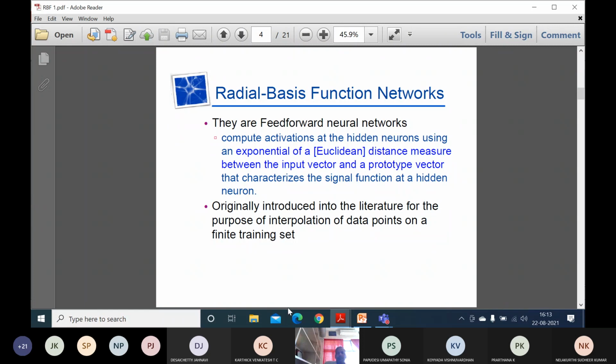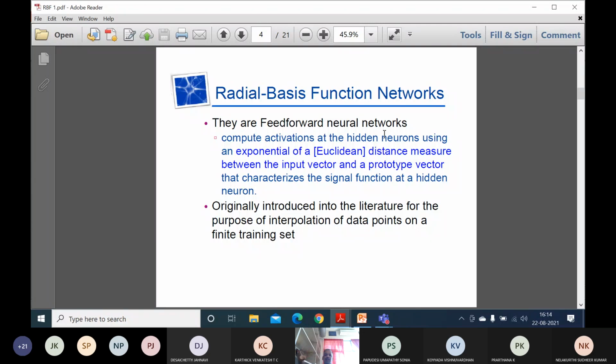So in the case of radial basis function, similar to your multi-layer perceptron or your backpropagation network in the supervised learning algorithm, it is also a feed-forward neural network. It computes the activations at the hidden neurons as we do in BPN, backpropagation and multi-layer perceptron. But in backpropagation and multi-layer perceptron, the hidden neurons, or hidden units, or hidden nodes are linear in nature. But here it is non-linear in nature.